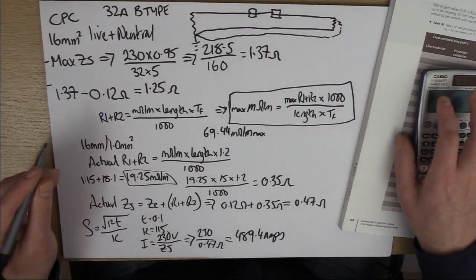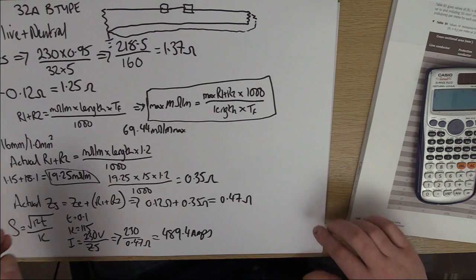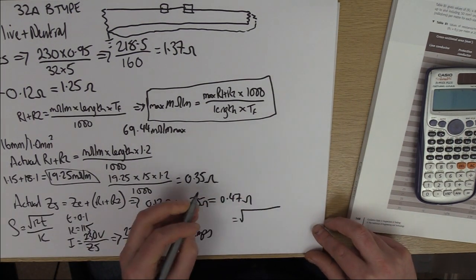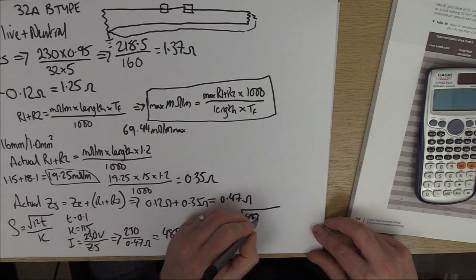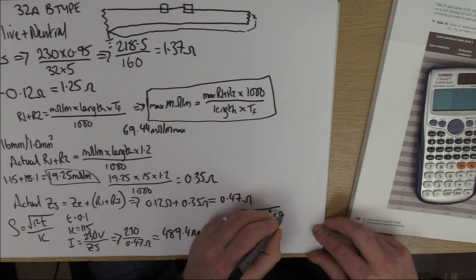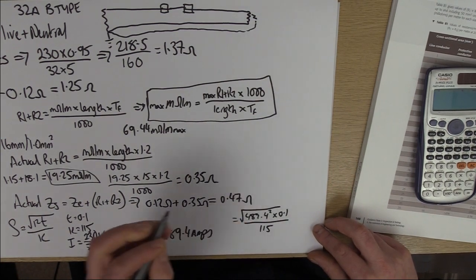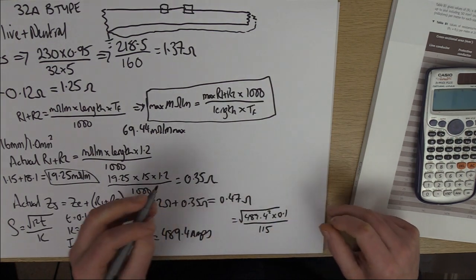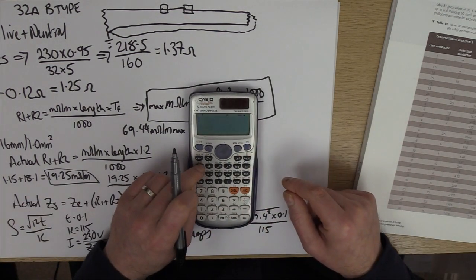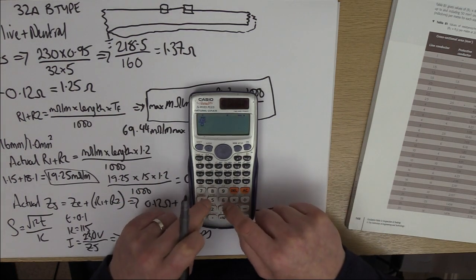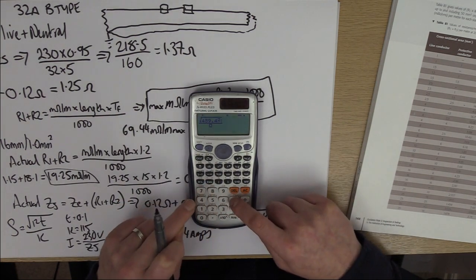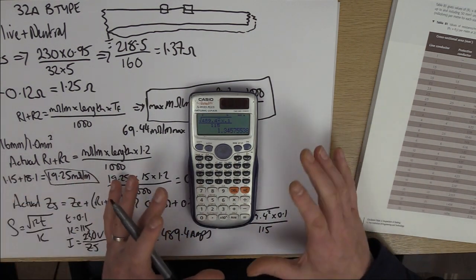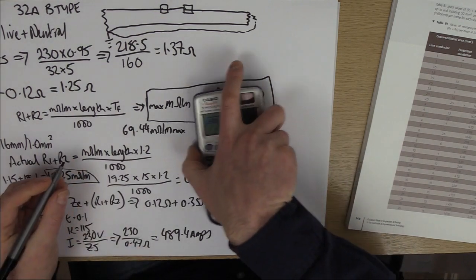So, what effect does that have? Okay, I think I've just got room for that. So, our minimum CPC we could have then is 489.4 squared times 0.1 divided by 115. And just remember that this hat is only on the top line, it's not going on the bottom line. So, square root of 489.4 squared times 0.1. So it's saying 1.35 mil.